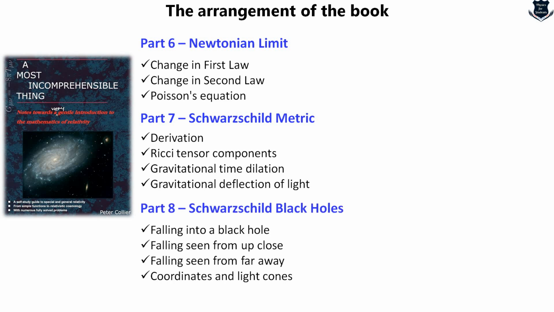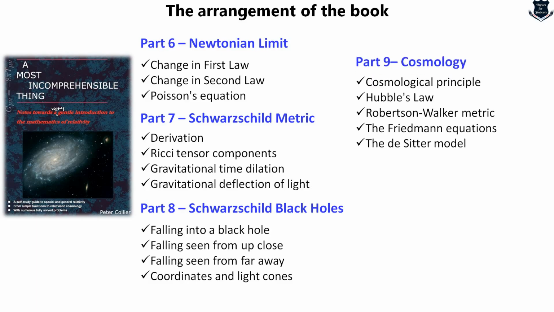Then comes Schwarzschild black holes. How will you feel? And the mathematics regarding falling into a black hole, falling seen up close, falling seen from far away, coordinates, light cones, and so on. Then comes part 9, which is cosmology, where the author describes Hubble's law, Robertson-Walker metric, the de Sitter model, and so on, and finally ends with a bibliography, appendix and a note of acknowledgement.